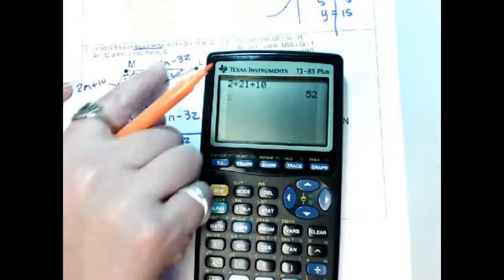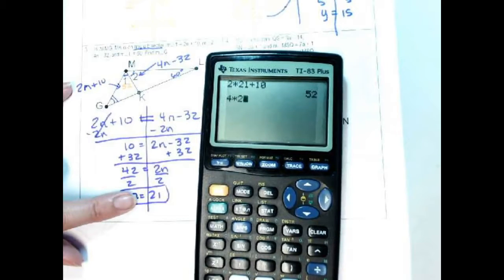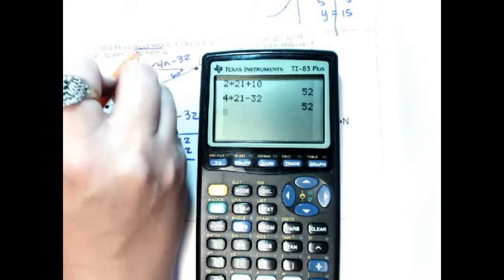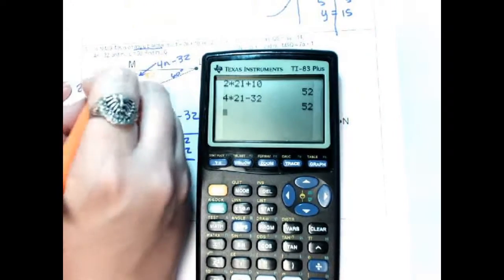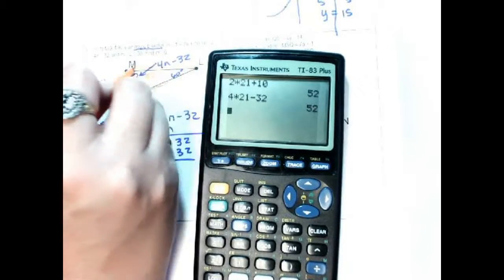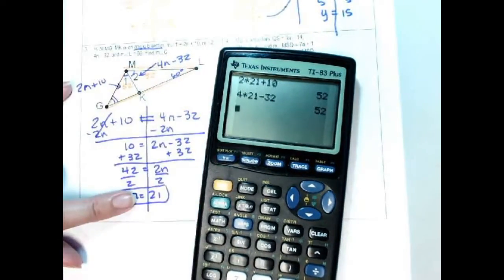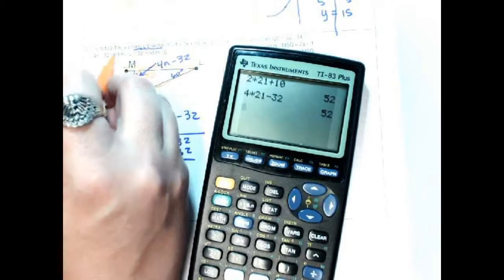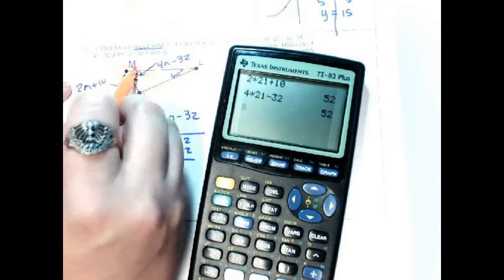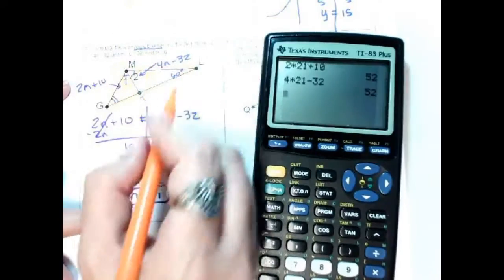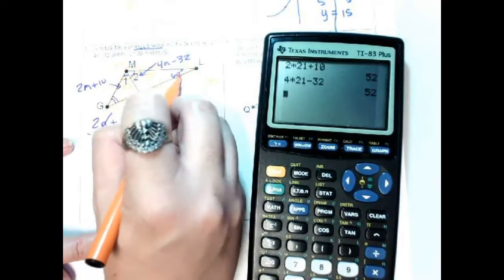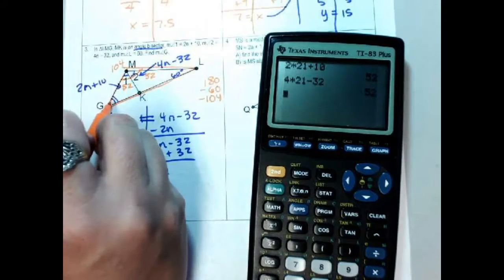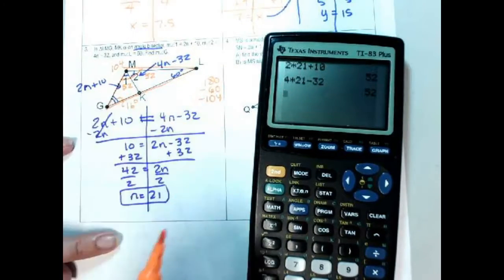And then I'm going to plug it into this one. 4 times 21 minus 32. This one here is 52. Oh, they were supposed to be the same because it was an angle bisector. Then if I look at this big triangle here, they should add up to 180. And this big angle here is 52 and 52. So that's 104, this whole angle M. So 180 minus 60 minus 104 tells us angle G is 16 degrees, which is what it was asking me for.